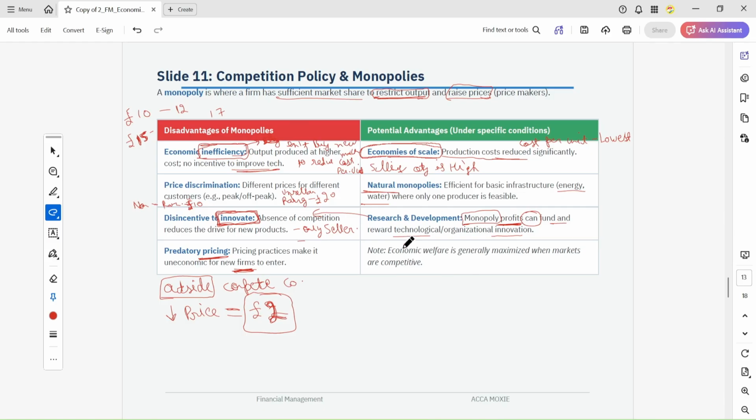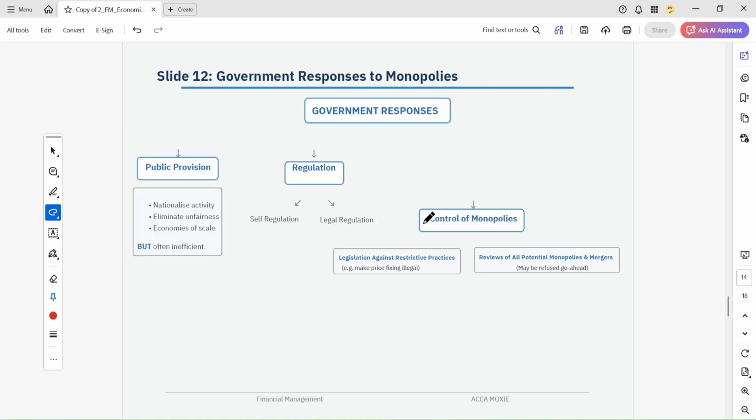So if you are in a healthy economic environment, that is generally considered as economic welfare, and the markets are competitive. When there is a competitive market, there are innovative products, there is less price discrimination, and the economic environment will be friendly, and you can say that the economy is for the welfare of the citizens.